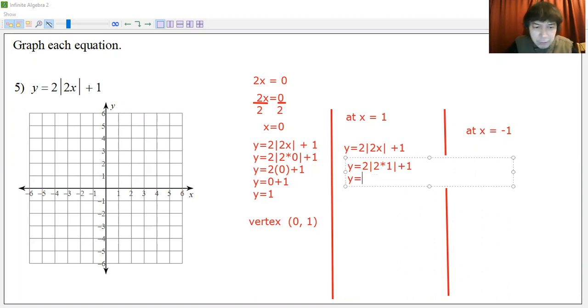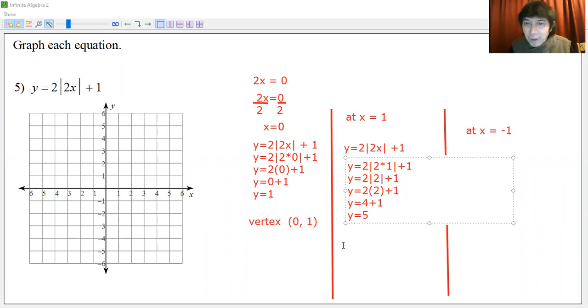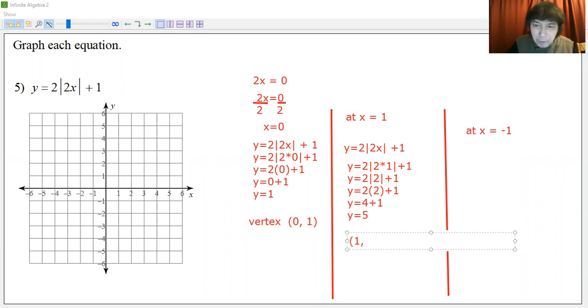So y is equal to 2 times the absolute value of 2 plus 1, and this looks like just 5. This is 2 times 2 plus 1, which is 4 plus 1, so y is equal to 5. Our computed point is (1, 5), with 1 for x and 5 for y. And (1, 5) is inside our first quadrant.